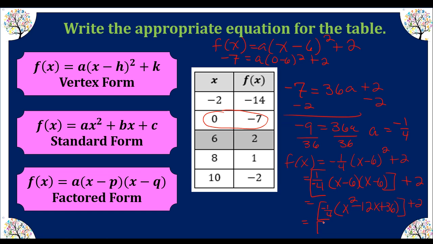Now I'm going to distribute the -1/4. Actually, at this point, you don't even need the parentheses, but I'm only multiplying -1/4 to my trinomial. And now I can bring in the plus 2. So my final answer in standard form is -1/4 x squared plus 3x minus 7.